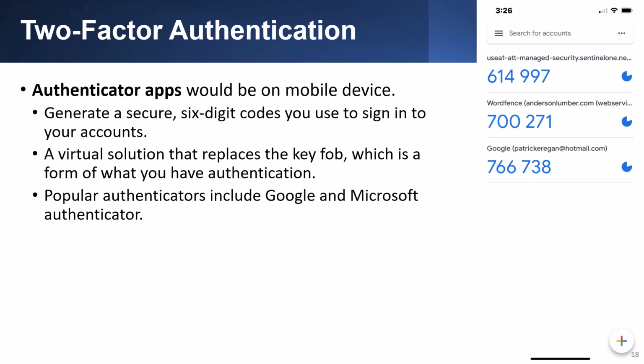Authenticator apps would be on a mobile device. It generates a secure 6-digit code you can use to sign into your accounts. It is a virtual solution that replaces the key fob, which is a form of what-you-have authentication. Popular authenticators include Google and Microsoft Authenticator.